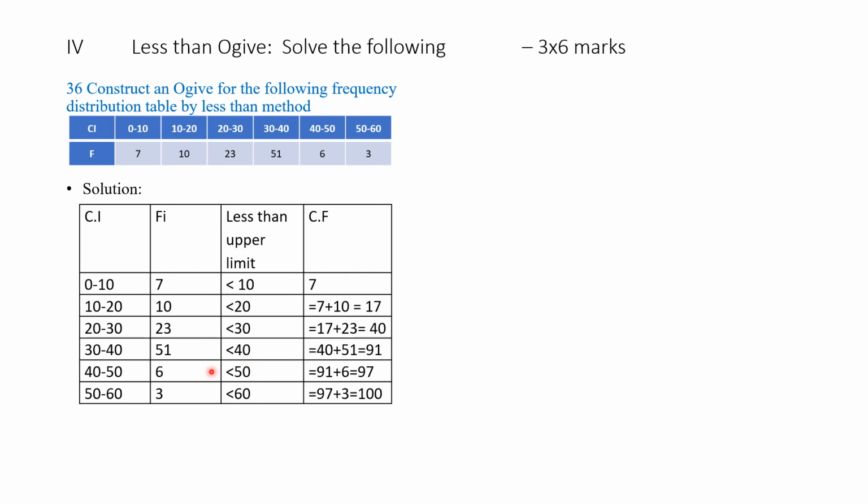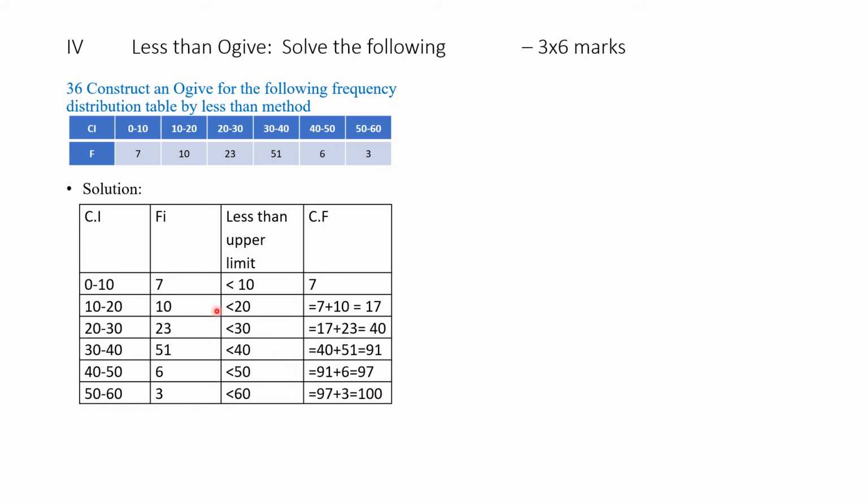Then this is less than 60. 50 to 60 is 3, but less than 60 is total. Therefore, 97 plus 3 is 100. These are simple additions with application of logic.